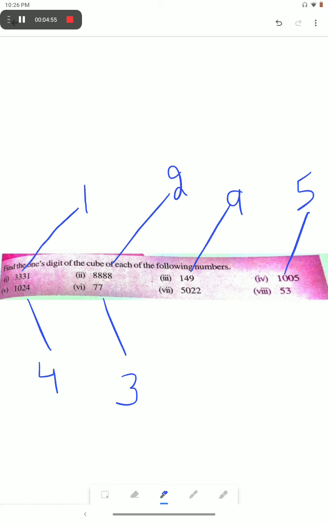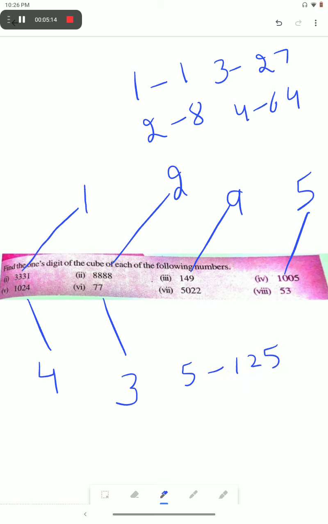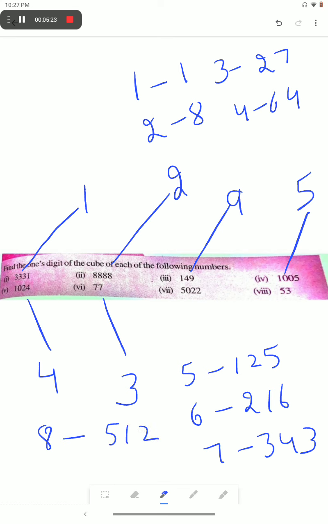I am telling all these things using that previous table. Consider that table and compare it with that. 1 cube is 1, 2 cube is 8, 3 cube is 27, 4 cube is 64, 5 cube is 125, 6 cube is 216, 7 cube is 343, 8 cube is 512, 9 cube is 729.